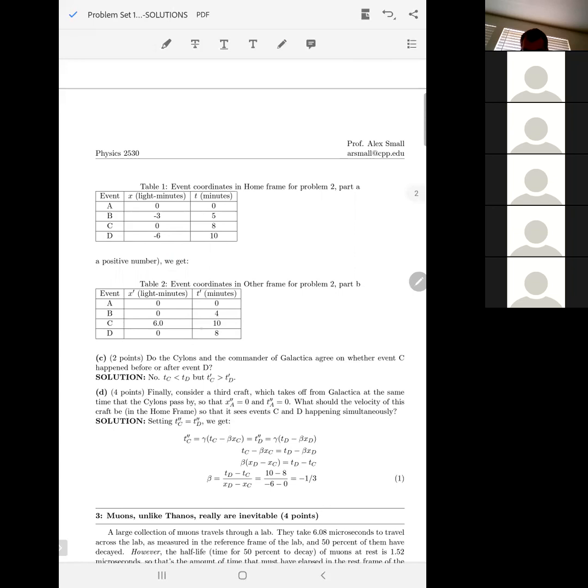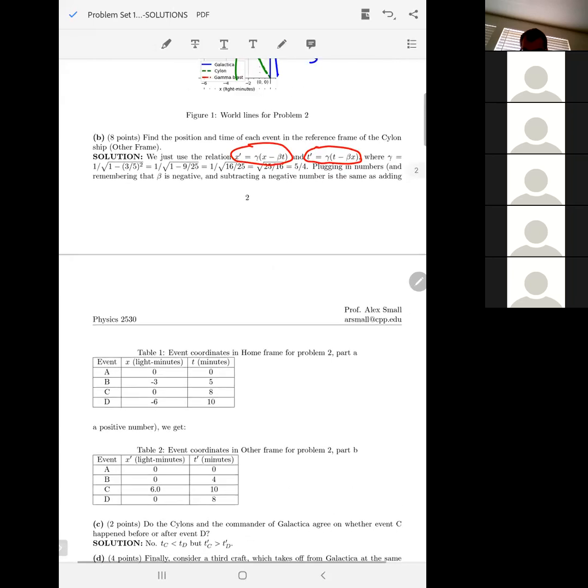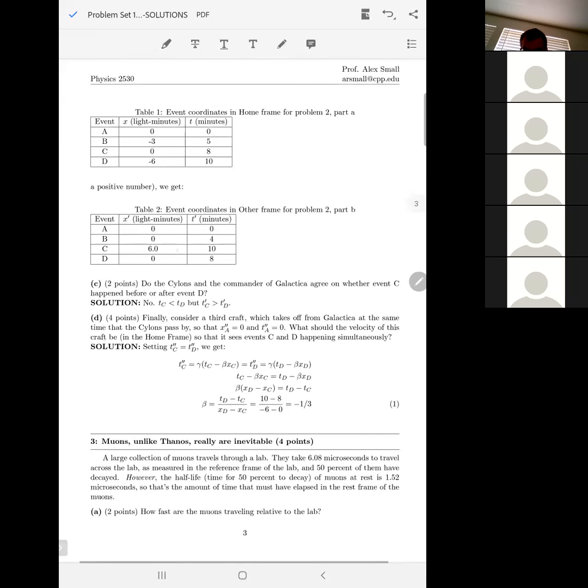Then I plug and chug and get the event coordinates in the Cylons frame using these two formulas. If you want, I can go through each event in the table. Was there a specific one you want to know about? No, I just wanted to know how you set the problem up, but then I kind of got it, how you showed the world lines.